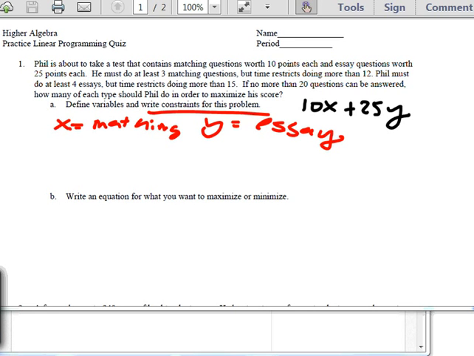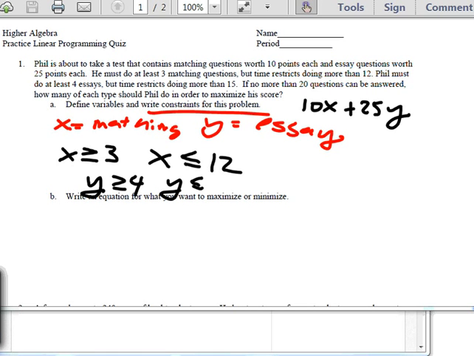All right, at least 3 matching questions. That means x has to be greater than or equal to 3. Would you agree with that one? Raise your hand if you had that one. Okay, good. And time restricts doing more than 12, so x has to be less than or equal to 12. At least 4 essays, so y has to be greater than or equal to 4. Time restricts to no more than 15, so y must be less than or equal to 15.